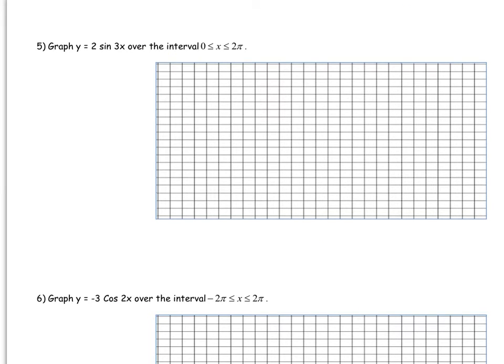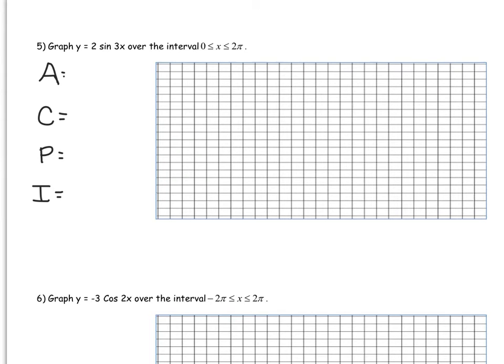Okay, so number 5 says graph y equals 2 sine 3x over the interval from 0 to 2 pi. Okay, we're going to need a few things here. We're going to need the amplitude. We're going to need the number of cycles. We're going to need the period. And we're going to need the interval. So I like to call this ACPI.